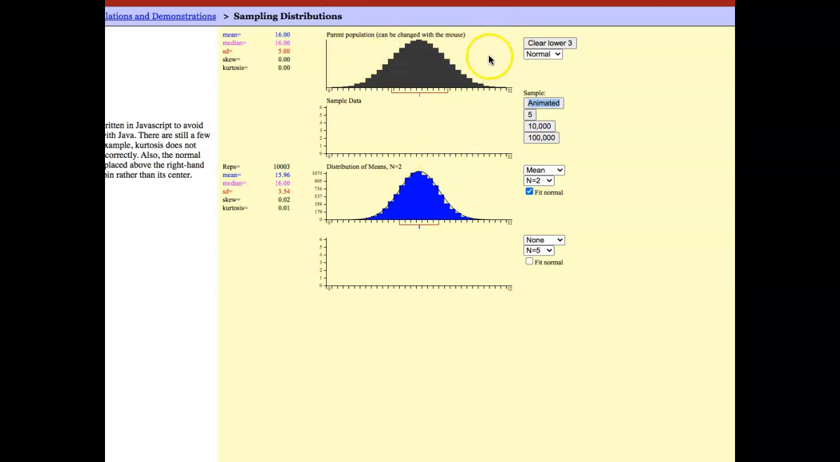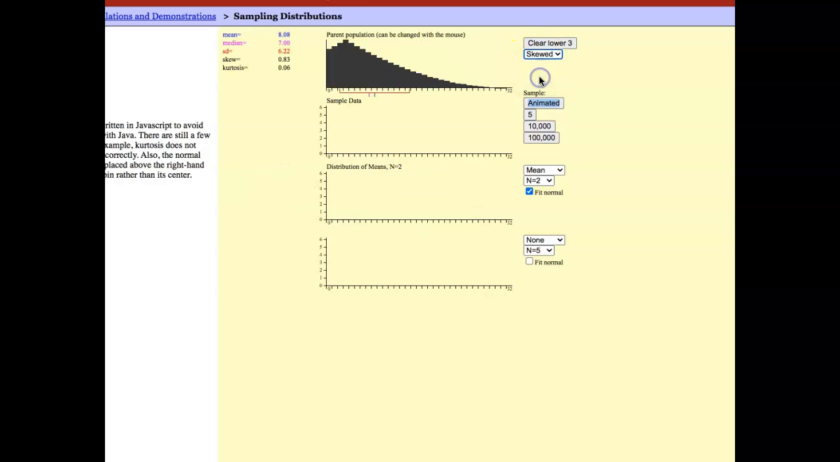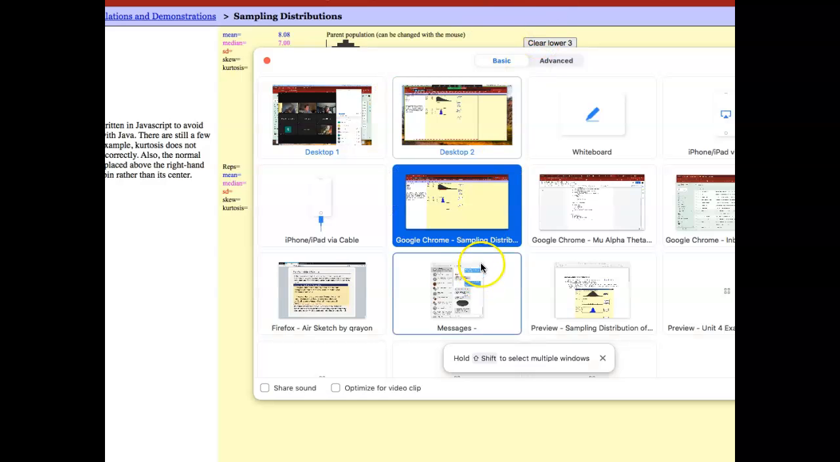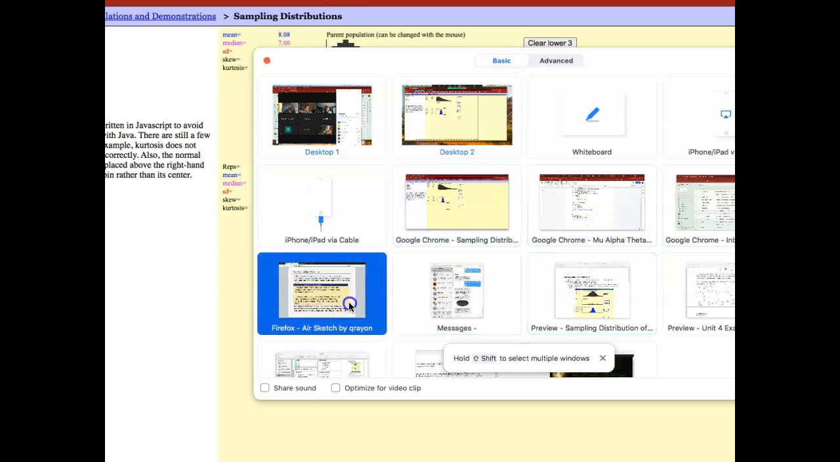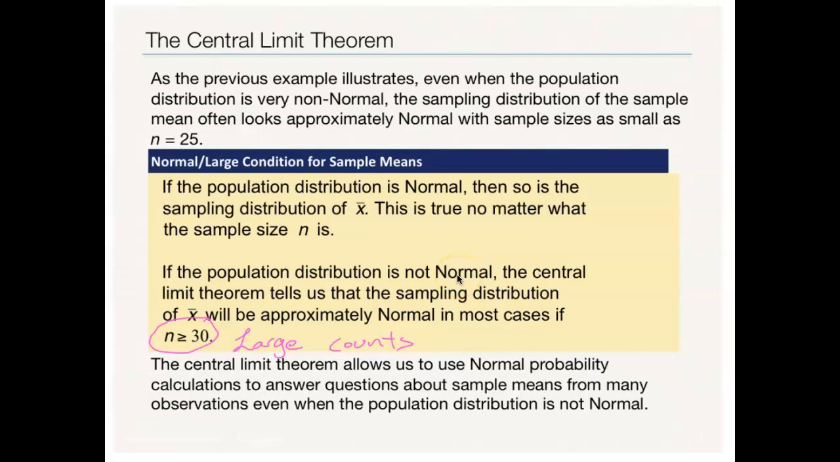But if the population is not normal, if it's skewed, or if it's some other shape, remember that if you have a sample of size 2, that's not big enough. Your sampling distribution is still going to be roughly skewed. But if your sample size is big, it will be roughly normal. And when I say big, I mean the sample size needs to be at least 30. So that's our large counts condition. All right.